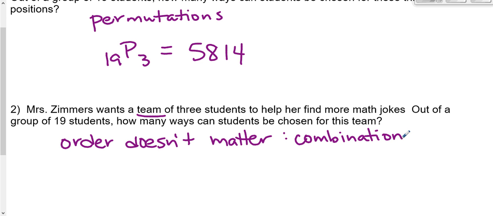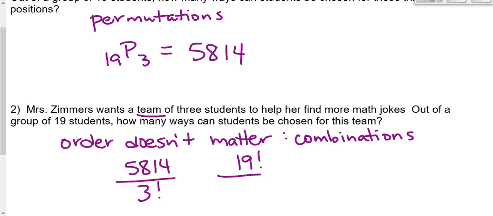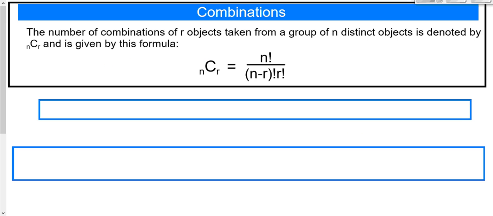So what we can do is take the answer that we got to the previous problem, which was 5,814, and divide it by the number of ways that we could be rearranging those 3 students, which is 3 factorial. So if you think about it, what we just did then is we took 19 factorial and divided it by 19 minus 3 factorial, which was the permutation part, and also divided it by 3 factorial, which takes out all of the repeats of rearranging those 3 people. So that leads us to our combination formula. So for combinations, we have nCr, but we often say n choose r. So n choose r is n factorial divided by n minus r factorial times r factorial. So that extra r factorial in the denominator is getting rid of all of those repeated arrangements of the same things.